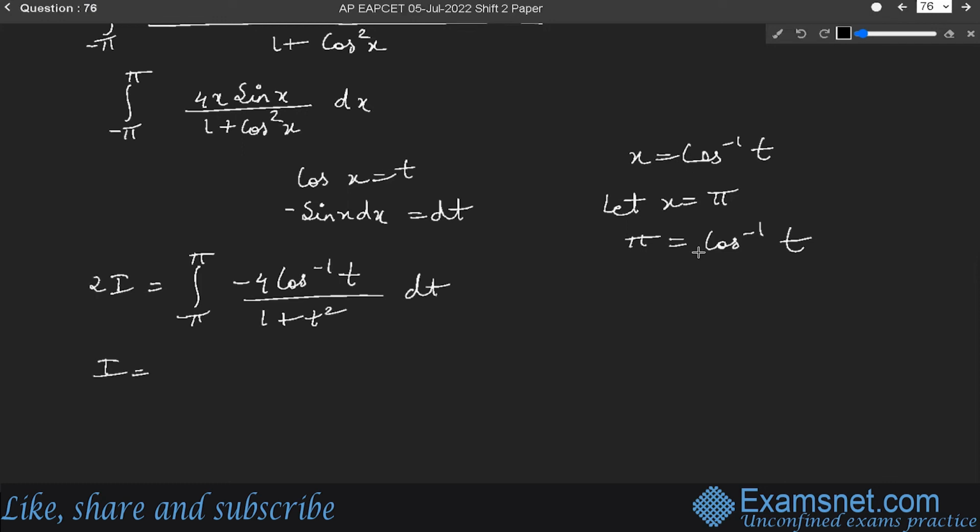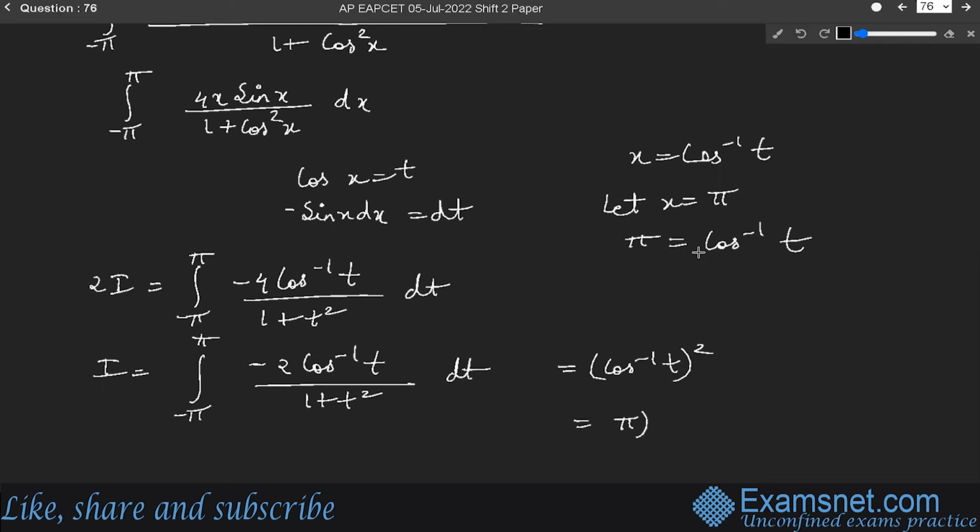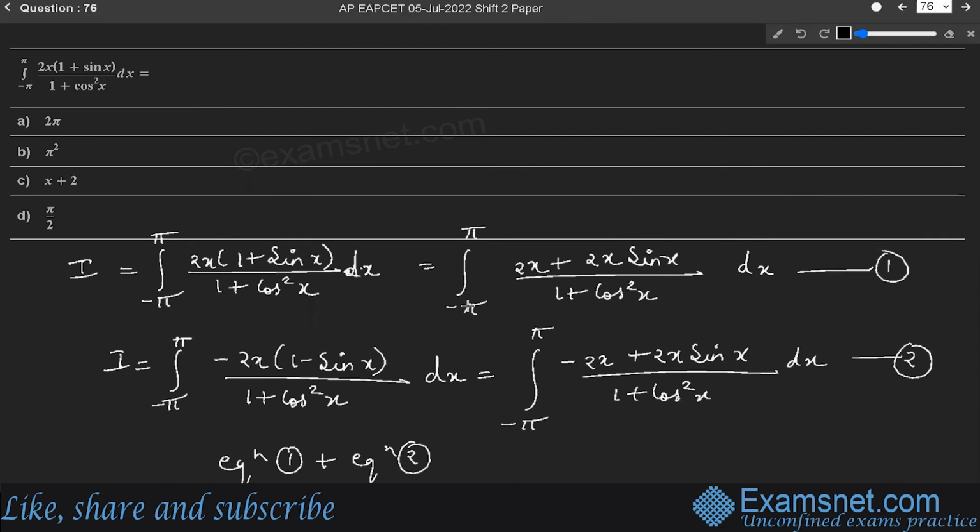So I will be equal to integral of minus pi to pi minus of 2 cos inverse t divided by 1 plus t square into dt, which is equal to cos inverse t whole square. We know that here cos inverse t is equal to pi. So it will be pi square. Therefore, we can say that its value is equal to pi square. Therefore, among all the given options, the correct option is option number B, which is pi square.